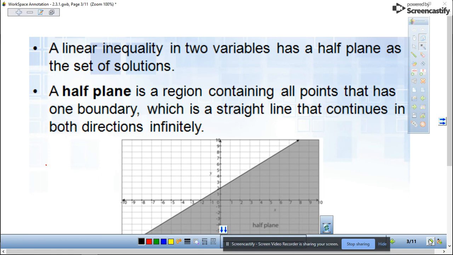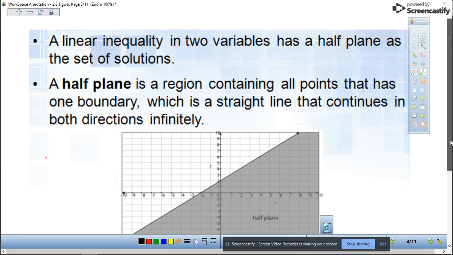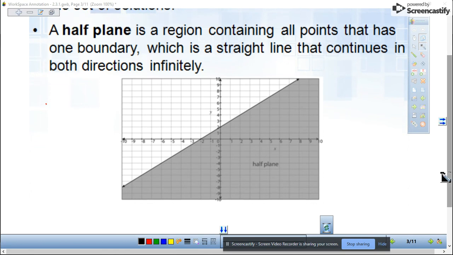A half plane is a region containing all points that has one boundary, which is the straight line that continues in both directions infinitely. Right? So you see the shaded half plane here. That's what we're trying to show you. Okay?